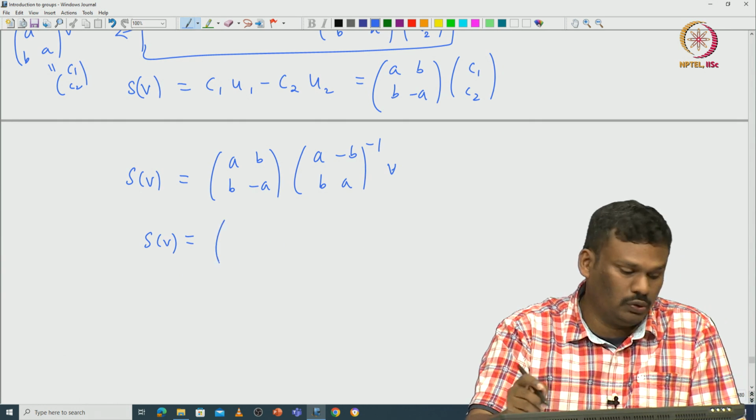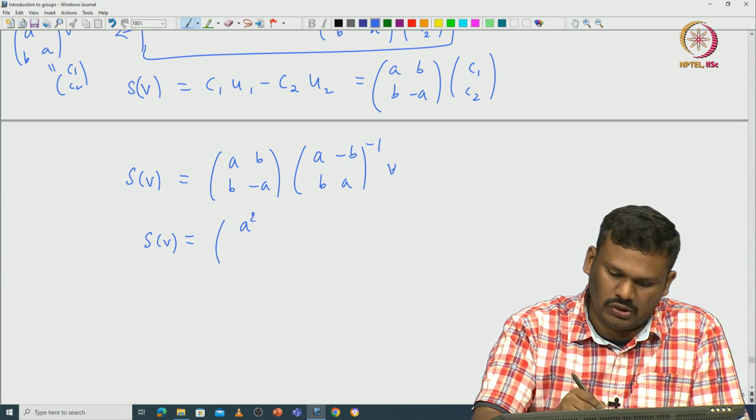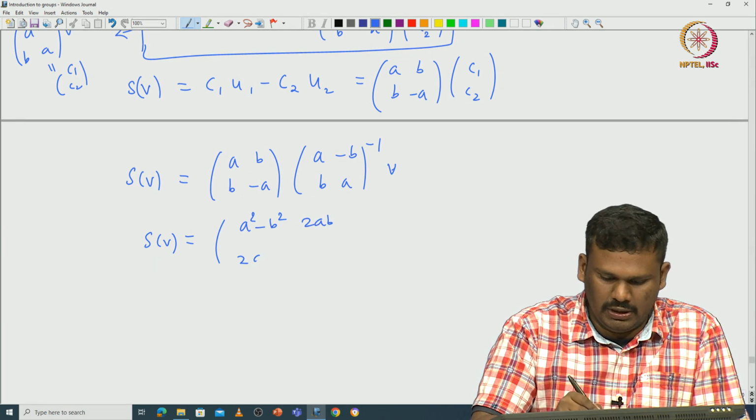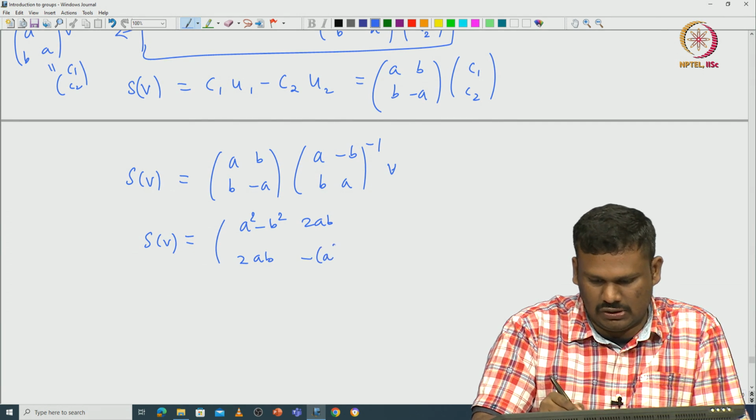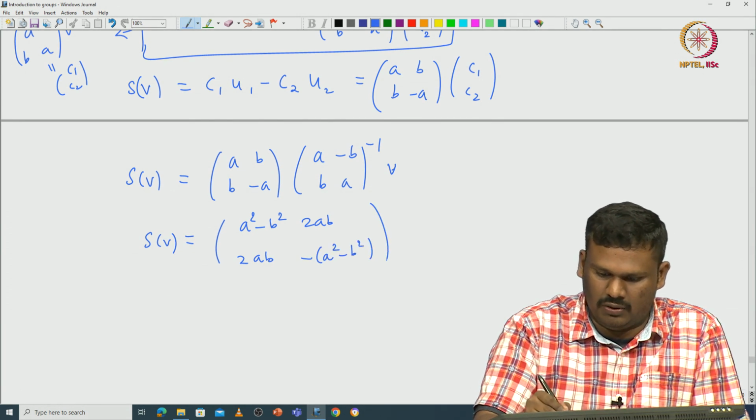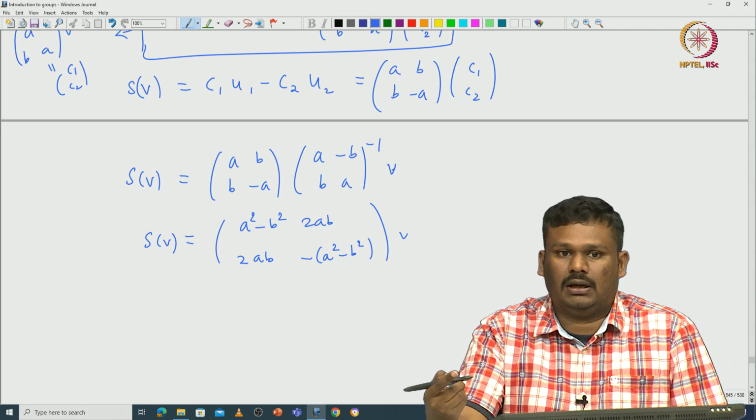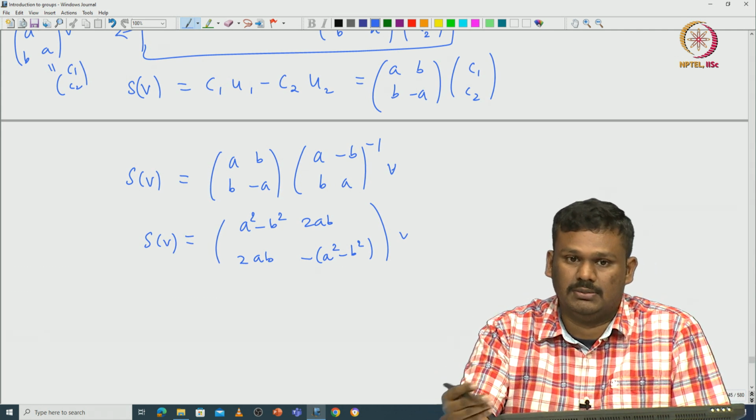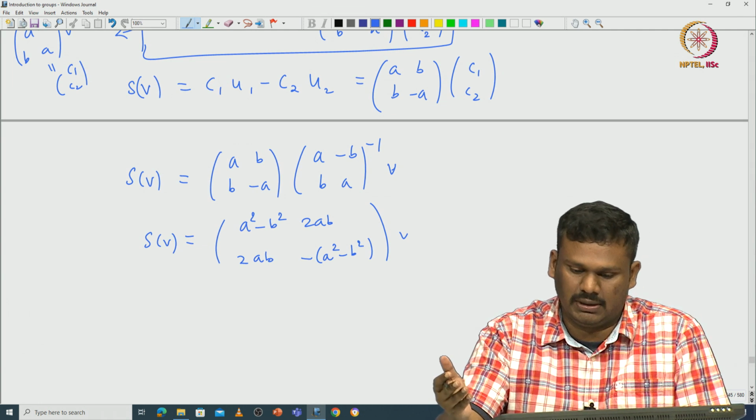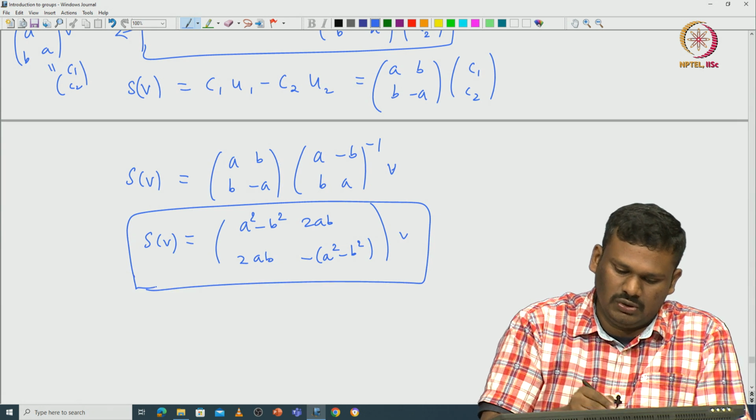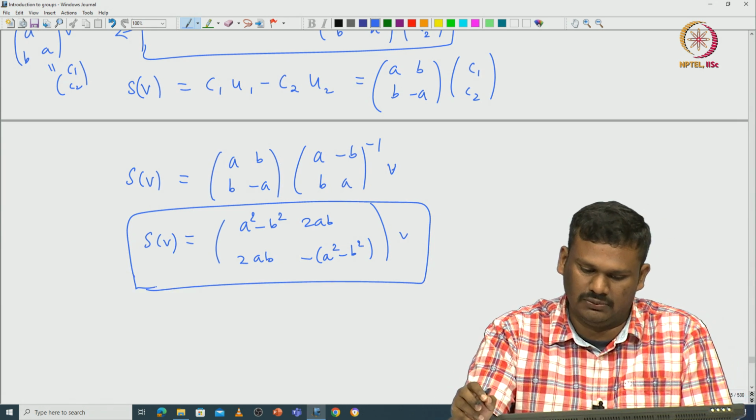I will leave it to you to do the calculation. It is A square minus B square, 2AB, and then 2AB, and then minus A square minus B square, times V. So, you are interested in writing down SV in terms of some matrix times V. That is why we are doing this calculation. Then from this you can see that we got the matrix we wanted.